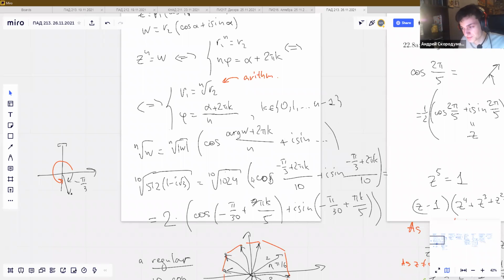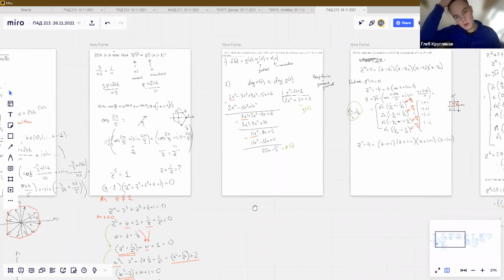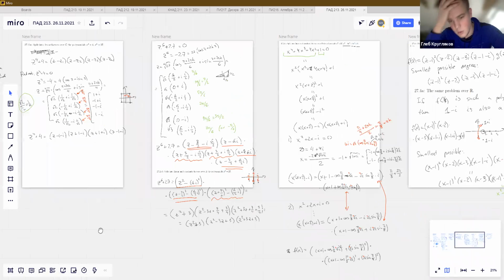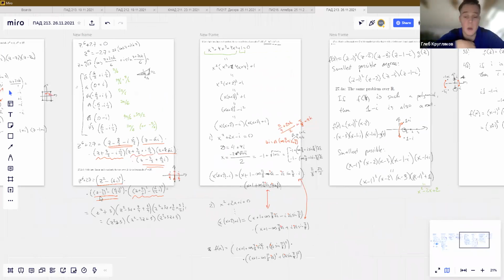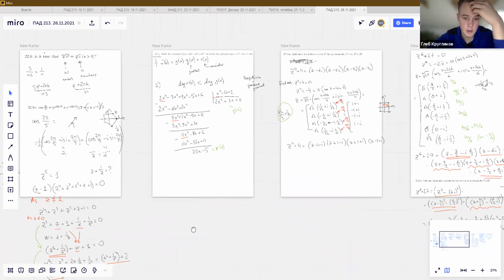Okay, that's not very hard. Any more questions? Anyone? Sorry, can you explain how we get the angle in the usual case? How we obtain the angle for the roots? I don't understand, you mean how to find roots? Yes, in the trigonometric form.